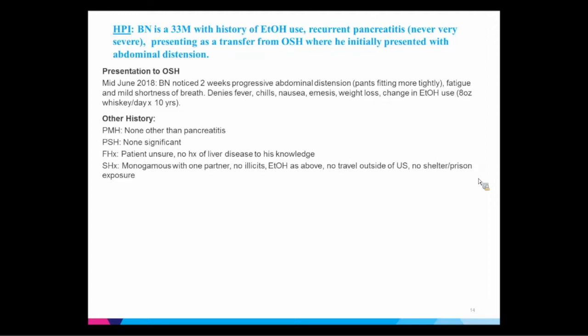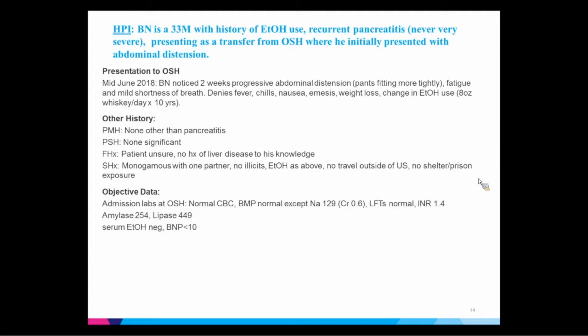Just rounding out his other history, he really has no other history other than pancreatitis. His social history is not significant. He's employed as a surgical tech, but no history of illicits, no history of incarceration, no time in shelter, and he lives at home with his fiance. His family history, he says he's not really sure, but as far as he knows, no significant medical issues. And then he's monogamous with one partner. Oh, sorry, I did multiple of those. Just some objective data to get us started.